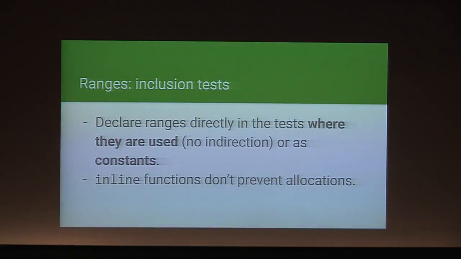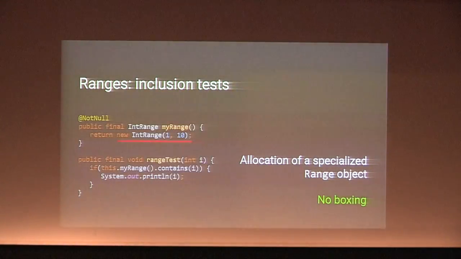So you should declare the ranges directly in the test where they are used, when you can, or declare them as constants so there are no repeated allocations. Also worth noting, if you declare that function here as inline, it will not change anything, so it will also allocate an IntRange.